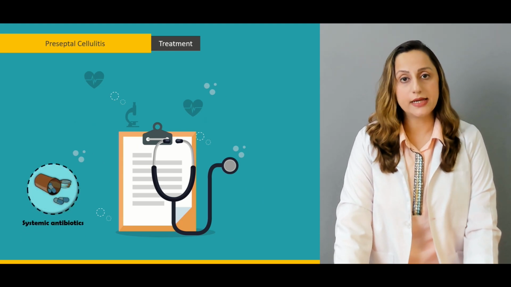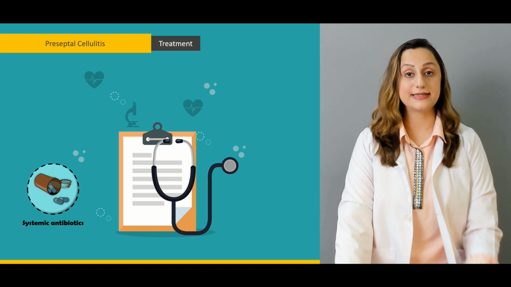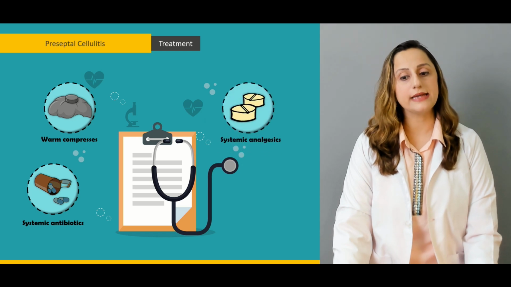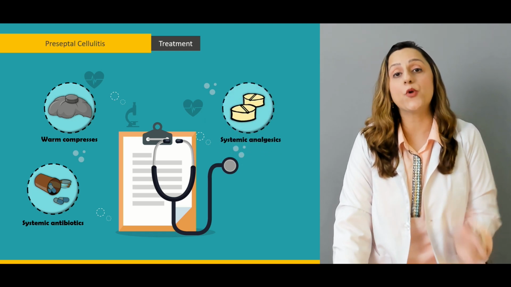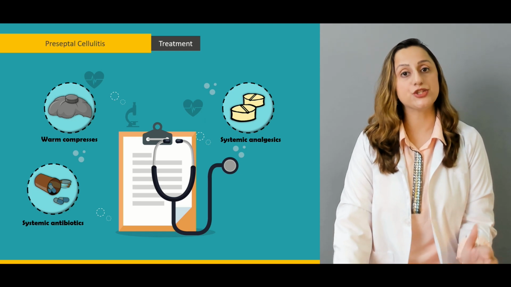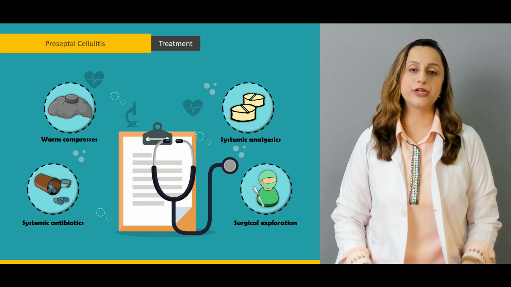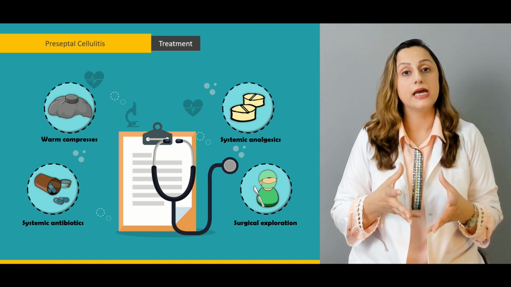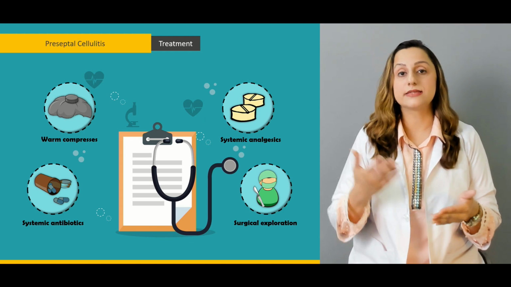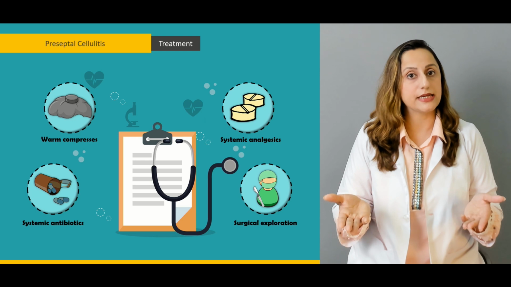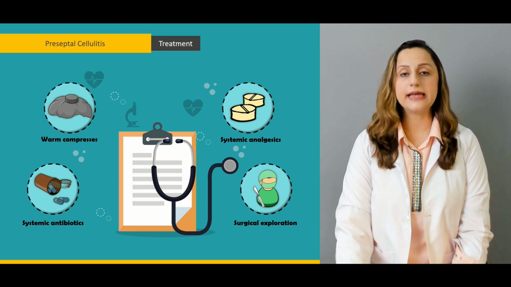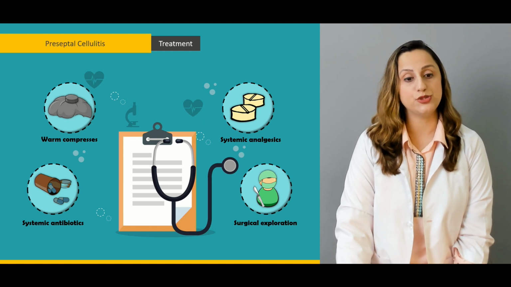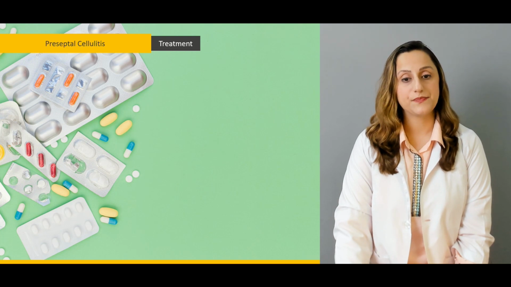The treatment of preseptal cellulitis would include systemic antibiotics, first of all. The patient would need warm compresses along with that, and systemic analgesics. This is all the supportive treatment that you would be giving to the patient. Surgical exploration can be done: if the cyst or the abscess is big enough, you can perform I&D procedures, that is incision and drainage, if indicated. But that would be coupled with the topical or systemic antibiotics that are usually given to these patients.